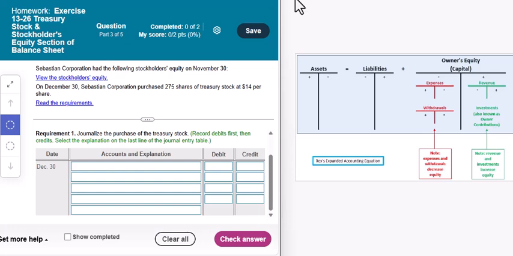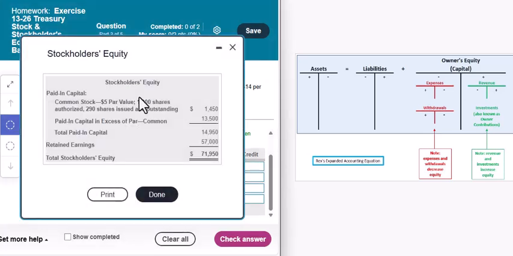Exercise 13-26, Treasury Stock and Stockholders' Equity section of balance sheet. So here the problem states Sebastian Corporation has had the following stockholders' equity on November 30th. And you can view the stockholders' equity here. I'll close out of that for now.